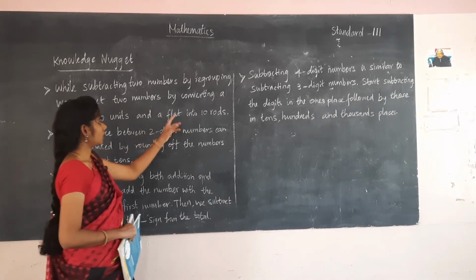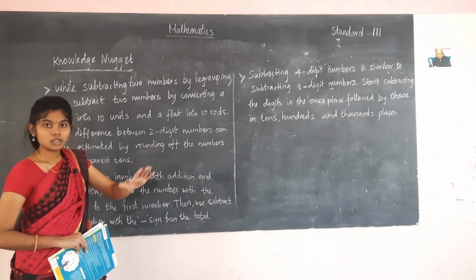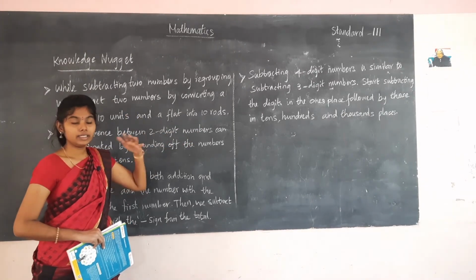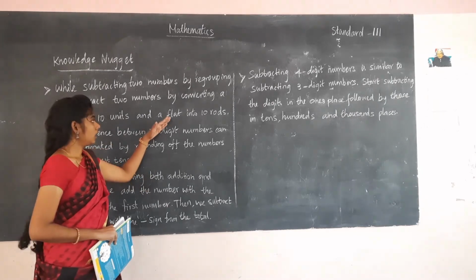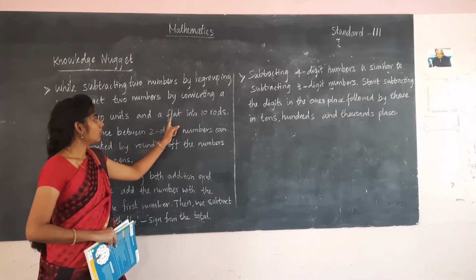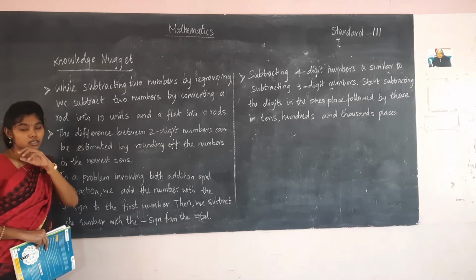Then a flat into 10 rods. The flat has 10 rods, that is, 10 tens will be there in a flat. That is, in hundreds there will be 10 tens. So that is mentioned as a flat and rods here, and here rod and units. Units means the ones place.